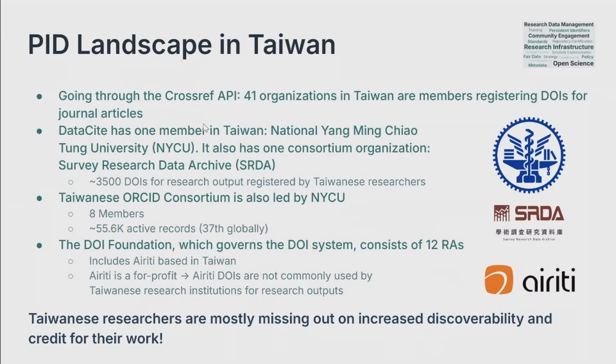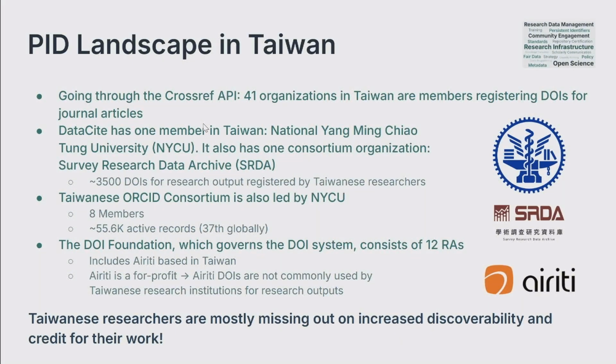Taiwanese researchers, research organizations, and journals don't really seem to be using Crossref or DataCite DOIs extensively. Is that because we're looking in the wrong place? Are they using other DOIs? Well, not really. The DOI Foundation, which governs the DOI system, has 12 RAs. It includes Airiti, which is actually based in Taiwan. But Airiti is a for-profit organization. All the others are non-profit.